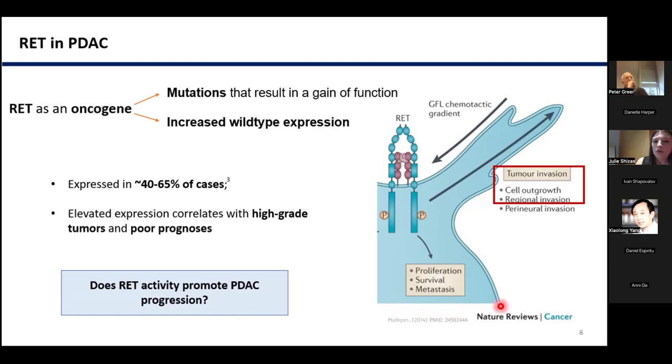My project will look specifically at its role in cellular outgrowth formation as well as invasion, while there are other tumor-promoting processes associated with RET signaling, such as perineural invasion, proliferation, survival, and metastasis as well.